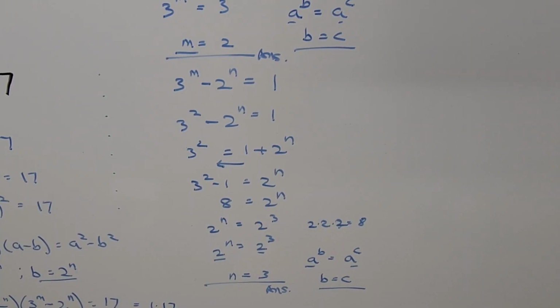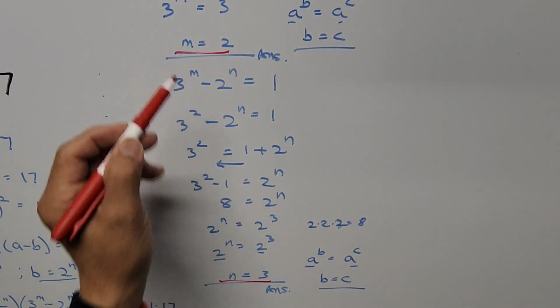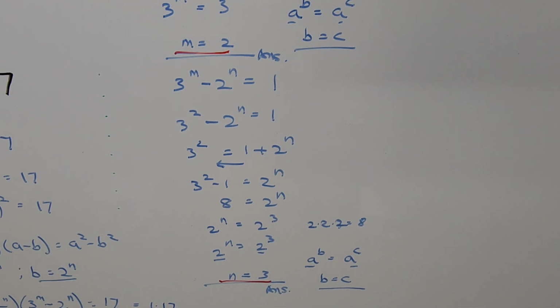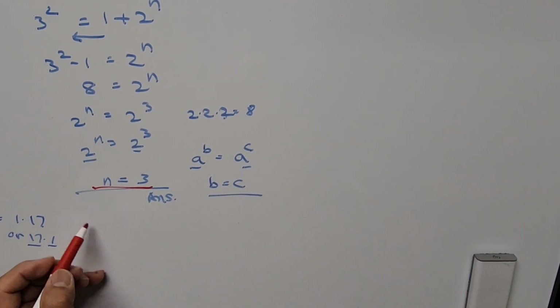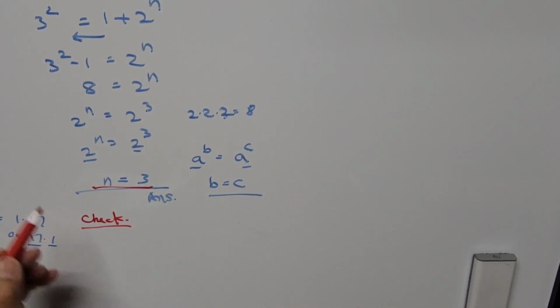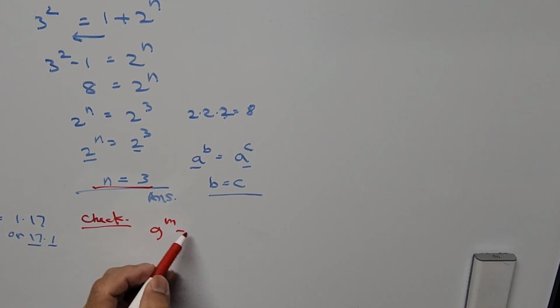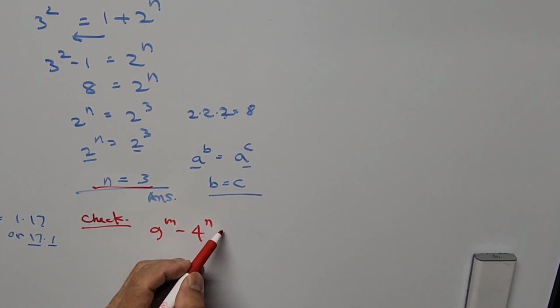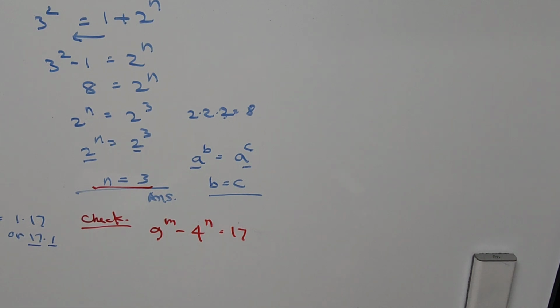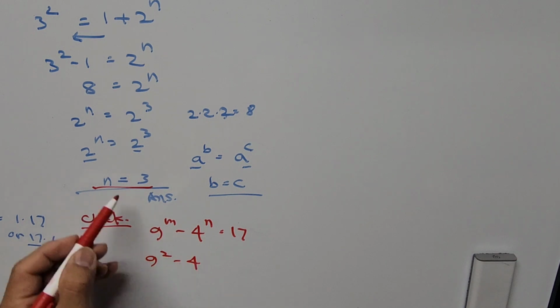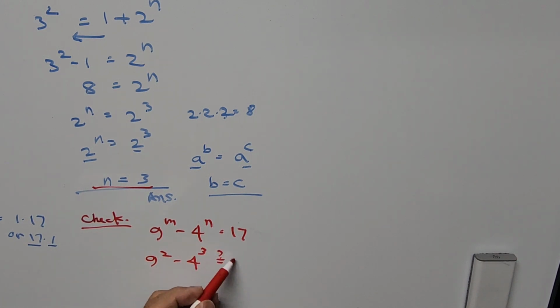From here we can verify our answer, whether it's correct or wrong. So we have to substitute these values of n and m into the original equation. Now we're checking our answer. Original equation, 9 to the power of m minus 4 to the power of n equals 17. And we have here the first term, 9 to the power of m, where m is 2, minus 4 to the power of n, where n is 3. Is this equal to 17?